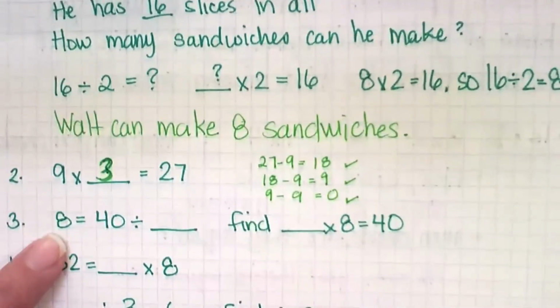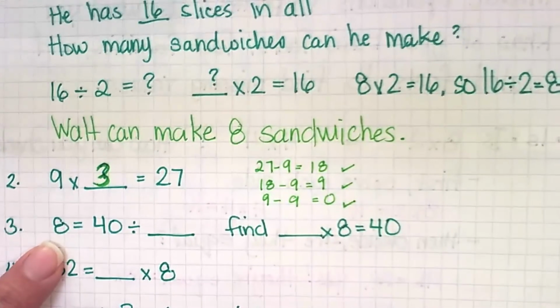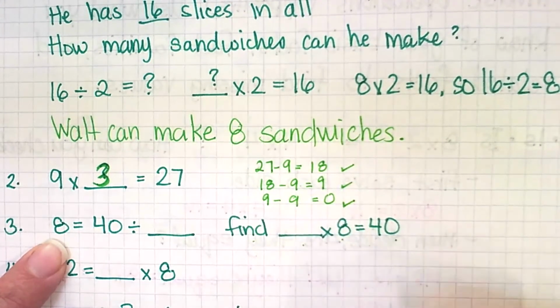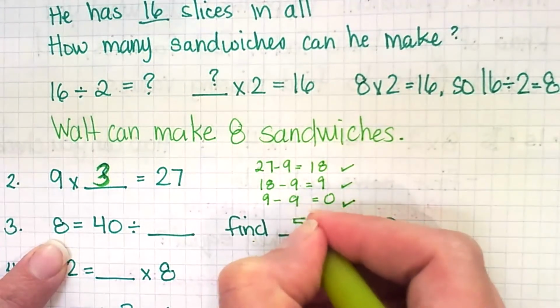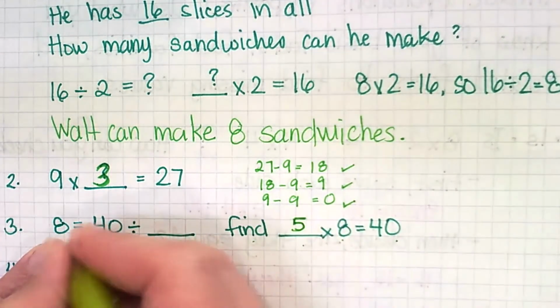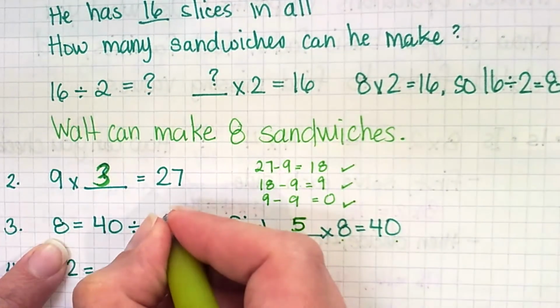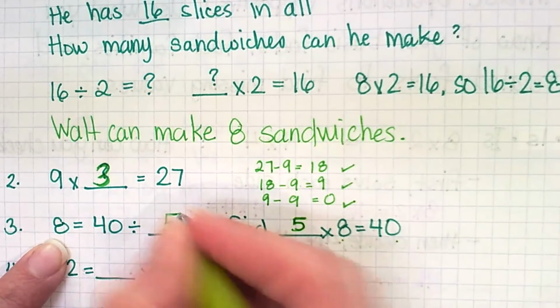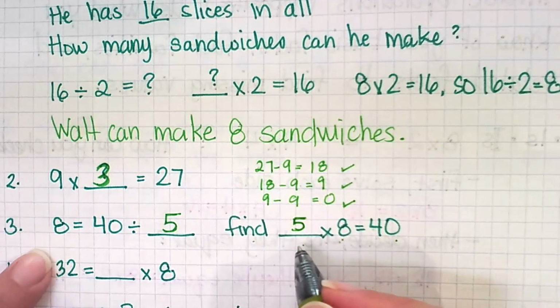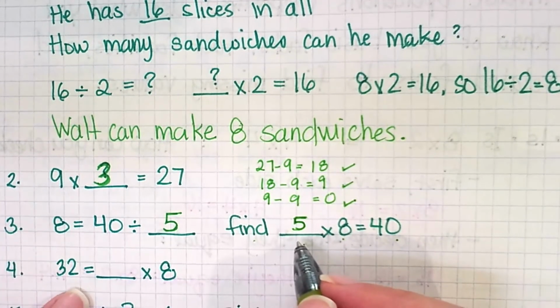For this next question, 8 is equal to 40 divided by a number. So I want to find what number times 8 equals 40. I know that 5 times 8 equals 40 because I can skip count. So that means 40 divided by 5 is equal to 8. So I have both operations, the regular and the inverse, to help me figure it out.